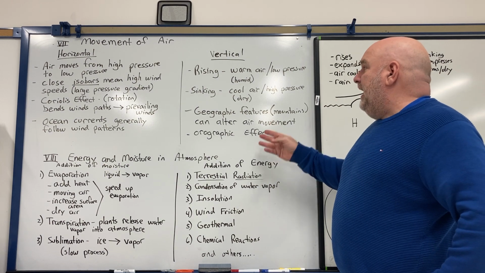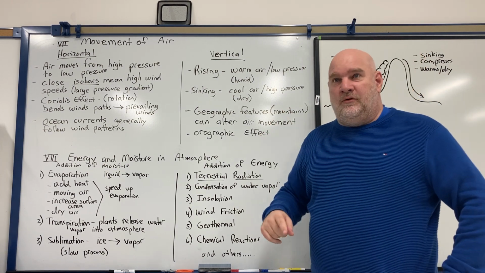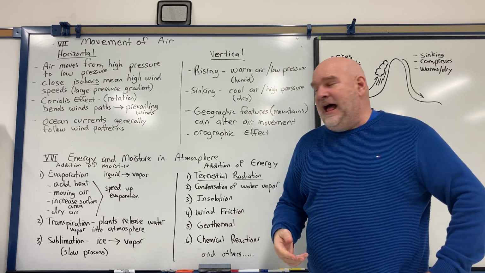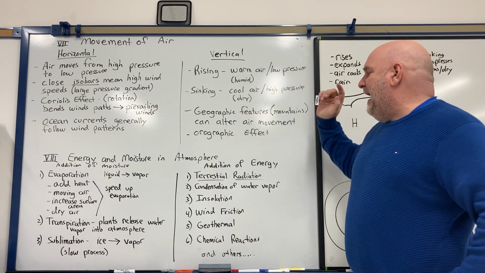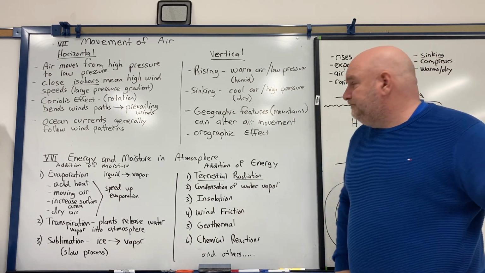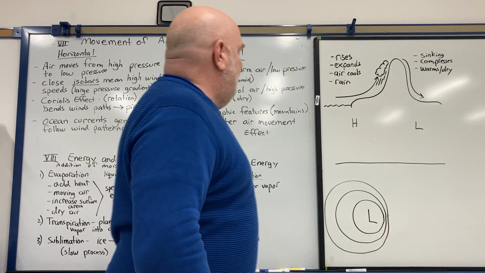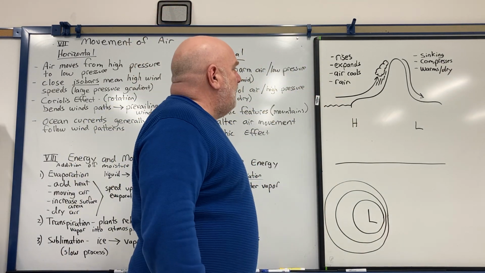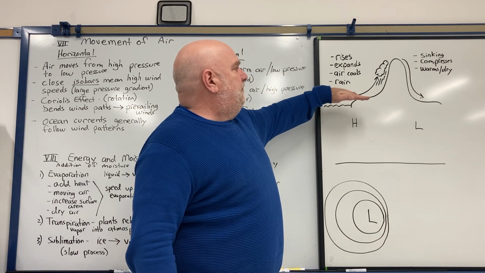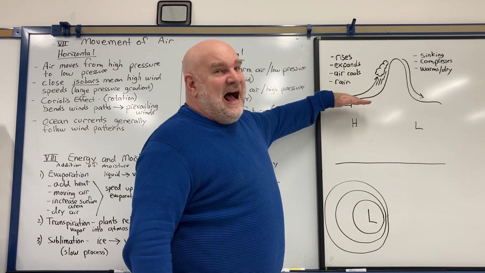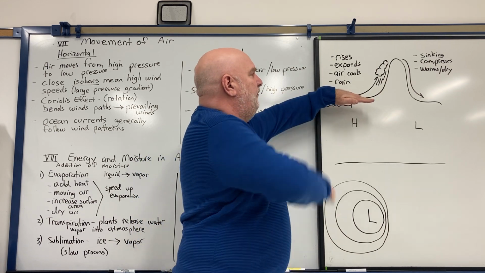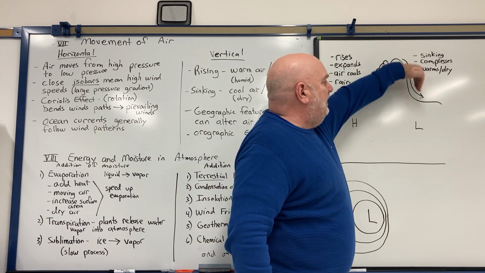So temperature and humidity are some of the things that affect whether air goes up or down. Another thing that can affect whether air goes up or down is the geographic features, such as mountains, which can alter air movement. All right, so that's what this diagram right here represents. So let's say the wind's chugging along and it hits a mountain. When it hits a mountain, it doesn't just stop, all right? There's other air moving behind it, so that air ends up getting forced over the top of the mountain.